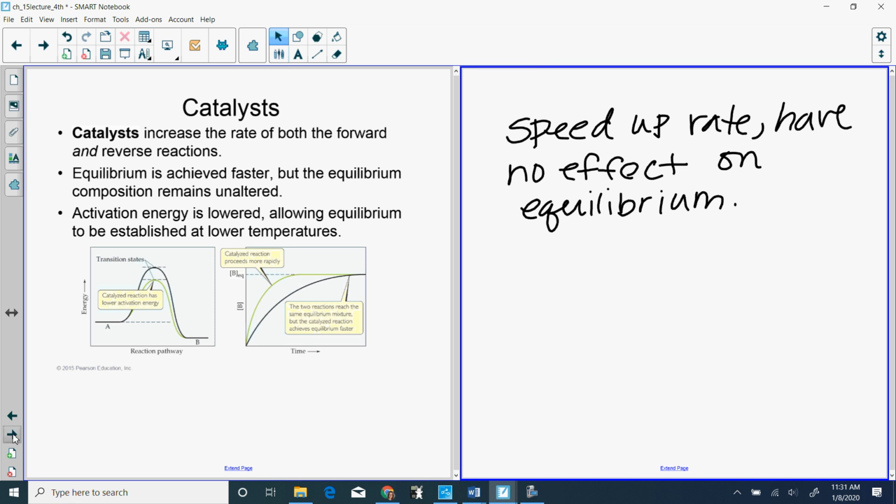Trick question. They will give you, a catalyst is added. How does it affect K? It does not affect K. It just makes it get to K faster, right? A catalyst speeds up the reaction by lowering the activation energy, by replacing the slow step with a series of faster steps. It just makes it get there faster.